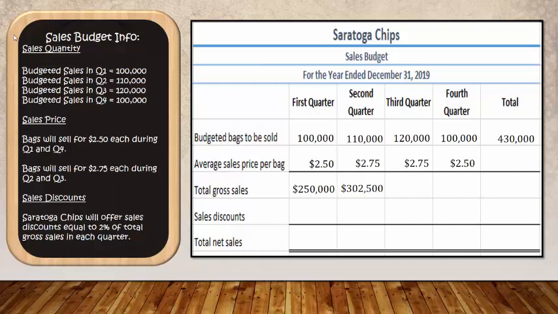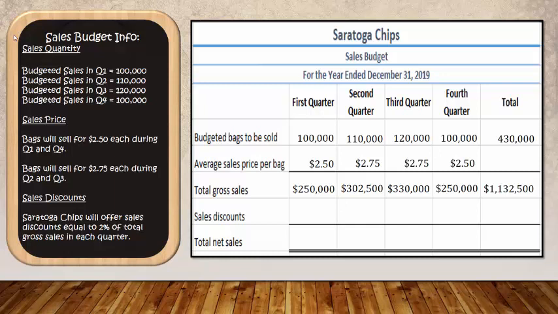$302,500 during the period. During the third quarter, 120,000 bags to be sold at $2.75 apiece means we're going to have total gross sales of $330,000, and in the fourth quarter, our total gross sales are going to drop back down to $250,000. All in all, we expect to have $1,132,500 worth of gross sales during 2019.